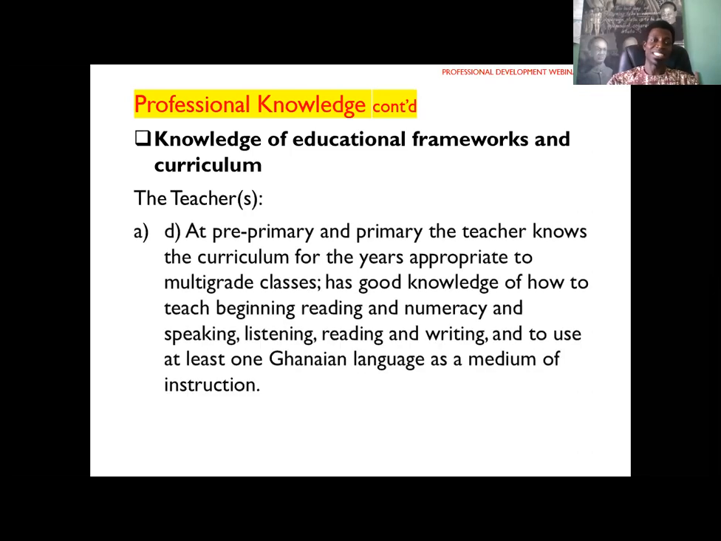We continue with professional practice. Still under knowledge of educational framework and curriculum, the teacher also needs to know about pre-primary and primary schools. In terms of pre-primary and primary schools, the teacher must show the curriculum for the years appropriate to the multi-grade. The teacher should also have good knowledge of how to teach beginning reading and numeracy, and speaking, listening, reading, and writing, and to use at least one Ghanaian language as a medium of instruction. So that makes the language policy very important.